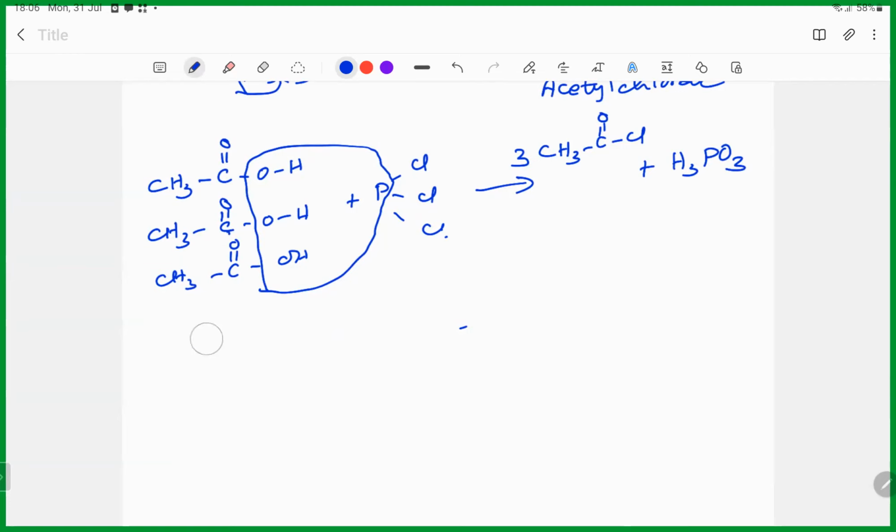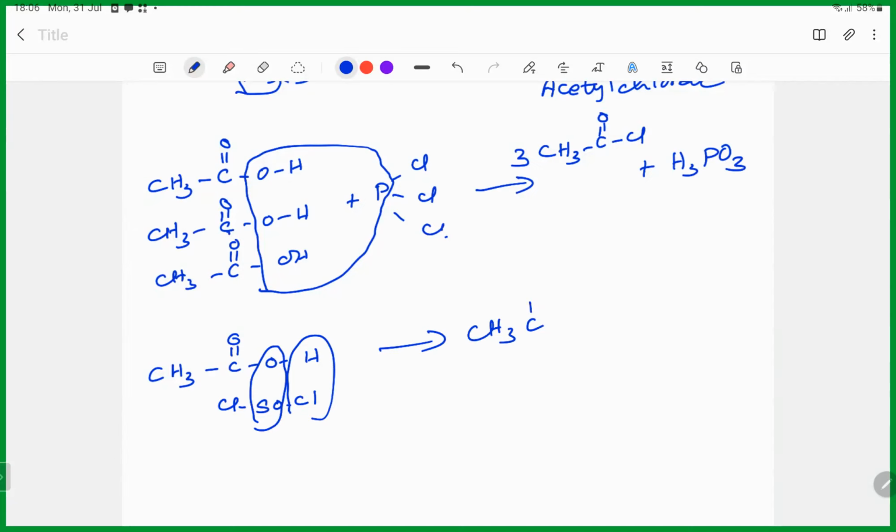No, not the mechanism like that. That's next. Acetic acid with thionyl chloride, same way, SOCl2. Then HCl, SO2, and the remaining acid. So CH3COCl plus SO2 plus HCl.